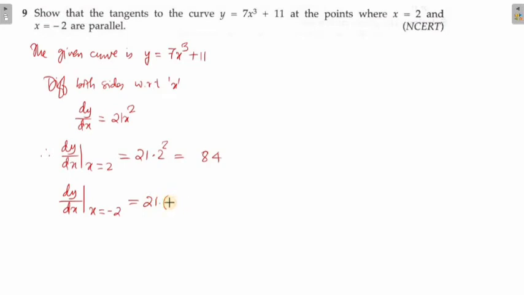Now similarly dy by dx at x equals minus 2 turns out to be 21 into x square, that is minus 2 square. Now minus 2 square is plus, right? So 2 square is 4, so 4 into 21 is 84. Now look at this, the slopes turn out to be the same, isn't it?